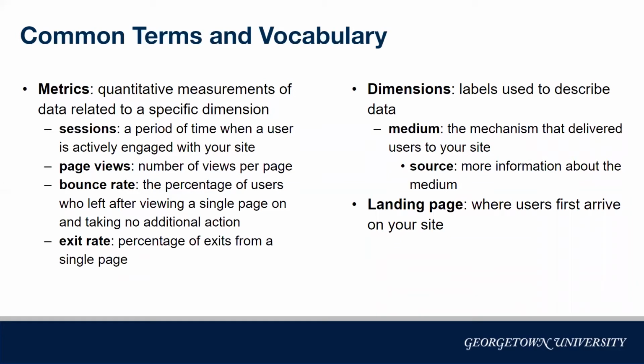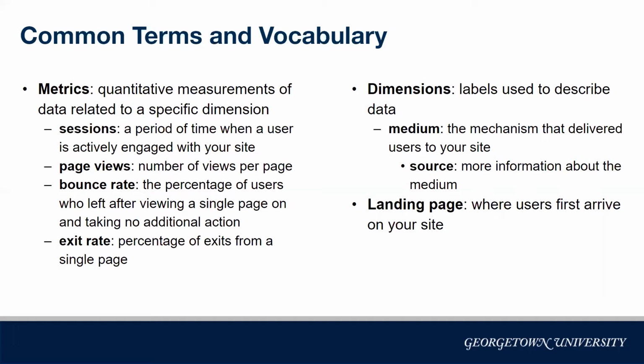The next term we have is a bounce rate, and this is oftentimes confused with exit rates. And so a bounce rate refers to the percentage of users who left your site after viewing a single page and taking no action. On the other hand, an exit rate refers to the number of exits on a page. And an exit will be counted for a page if that is the last page a user was on before leaving the site. So for an example of an exit, if a user lands on page A, navigates to page B, and then leaves the site, that'll count as an exit for page B.